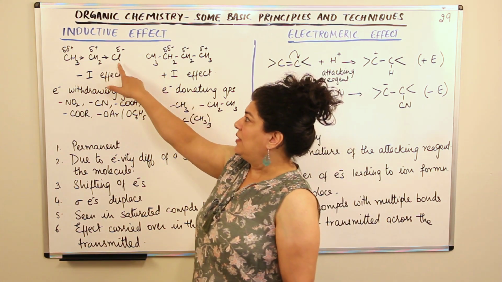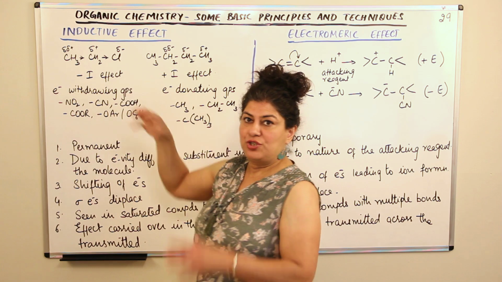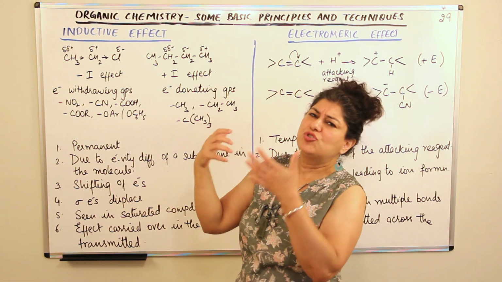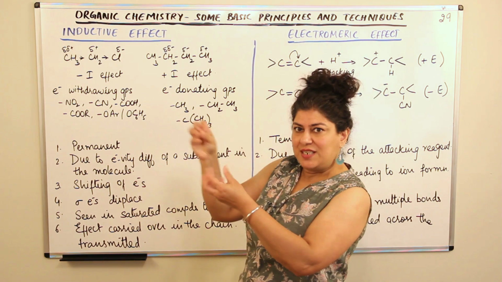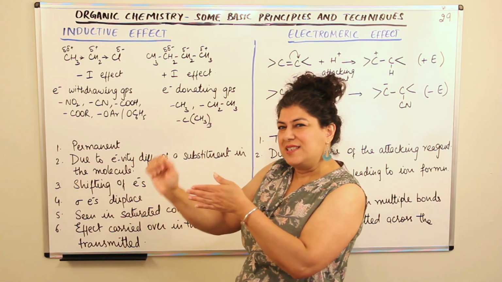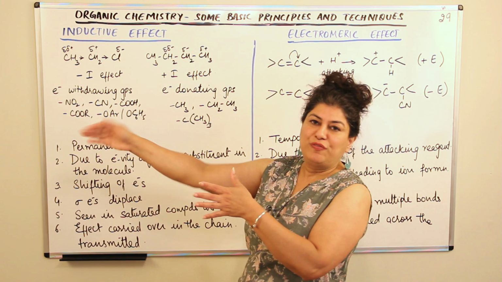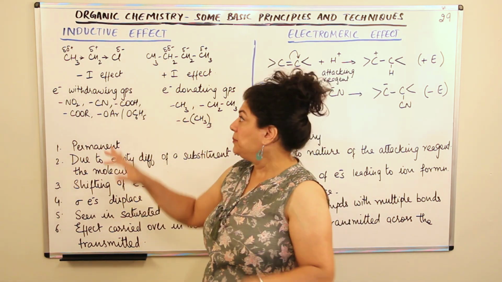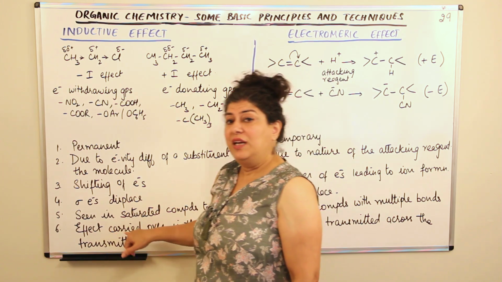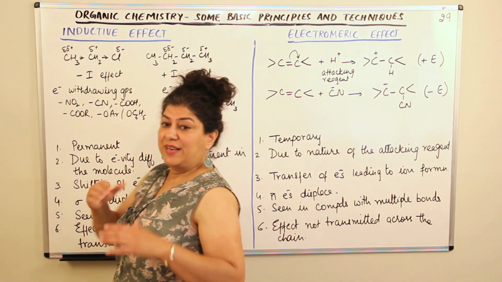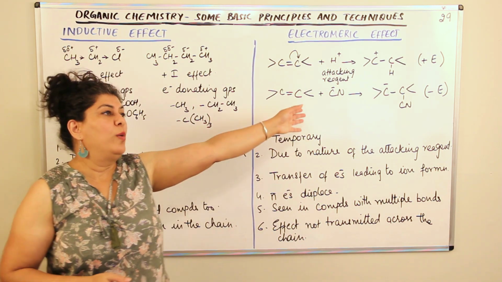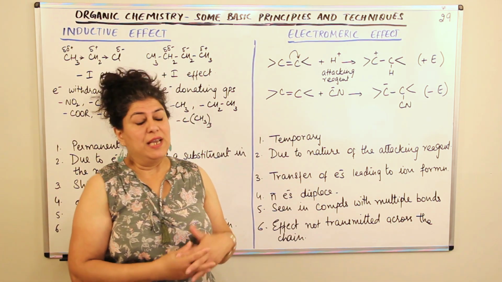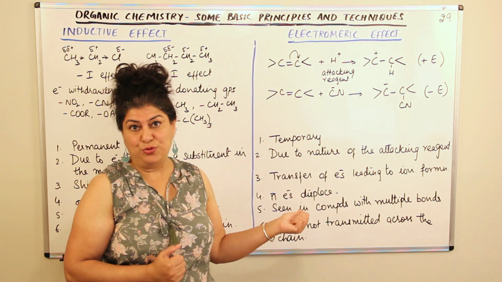Now the effect is carried over in the chain, that is, it is transmitted through the chain. You notice this, that whatever effect you see on the first bond, you see it till the fourth bond. After the fourth bond, the effect becomes so weak, because with every step the effect gets diminished, lesser and lesser and lesser. After the fourth bond, it almost vanishes. Therefore, inductive effect is transmitted through the chain, while electromeric effect is a complete transfer of electrons. It is not transmitted through the chain.